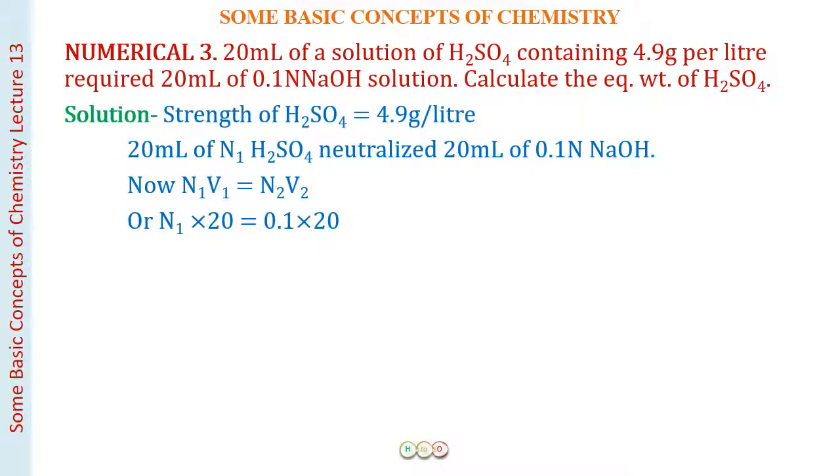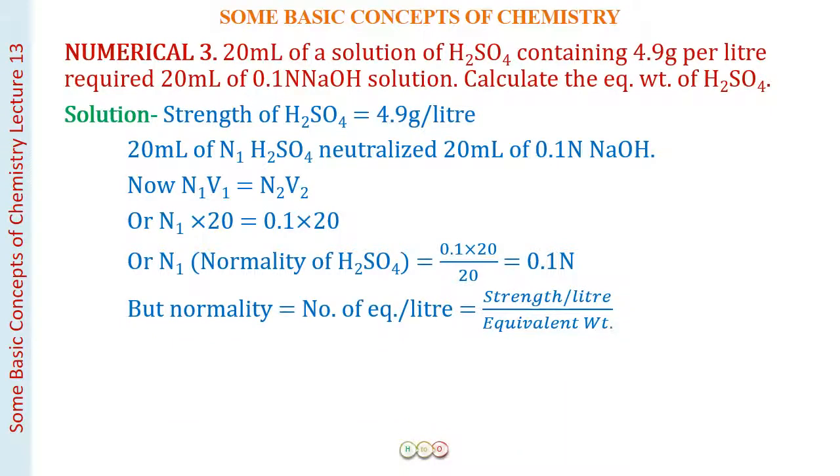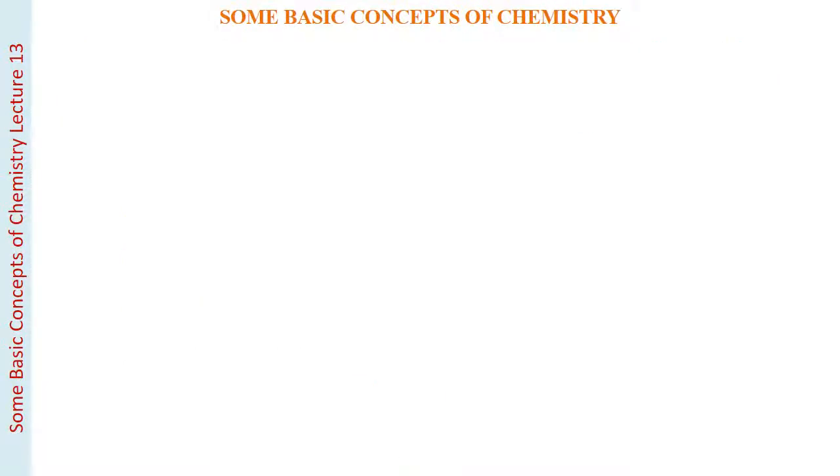So we have N1 into 20 is equal to 0.1 into 20. So we get the normality of H₂SO4 to be 0.1 normal. But you now know that the normality is equal to number of equivalents per liter, so strength divided by the volume divided by the equivalent weight. So just simply dividing the strength per liter over normality, you get the equivalent weight of H₂SO4 to be 49.